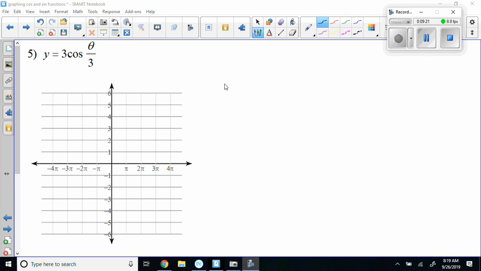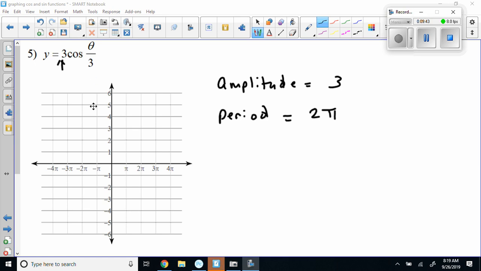Okay. Amplitude. 3. It's absolute value of 3. I keep saying absolute value of 3 because that 3 could be negative, right? So let's look at our period. That is what? 2 pi over b. Folks, what is b? Is b 3 or is b 1/3? See, because this is cosine b of theta, right? It's 1/3. So what does that give me?